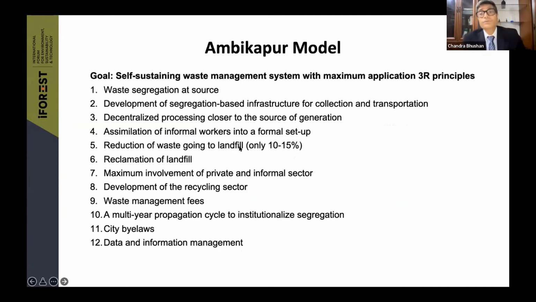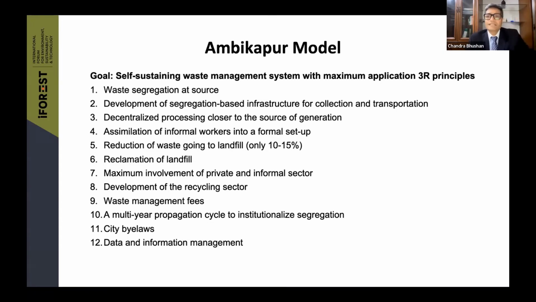Now, coming back to the Ambikapur model, I want to show you how a small city, a city of 2 lakh population, that's it, 2 lakh people, 19 wards, a small city in Madhya Pradesh, has started this model, which is now called the Ambikapur model. Basically, the goal of the model is to develop a self-sustaining waste management system with maximum application of the 3R principle. 3R is reduce, recycle, reuse.